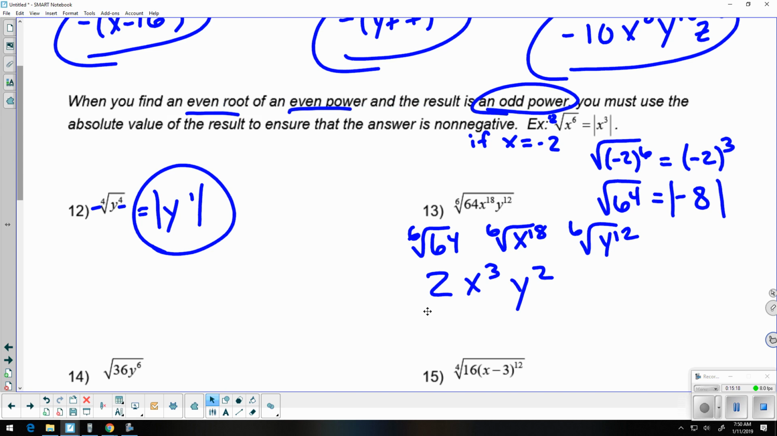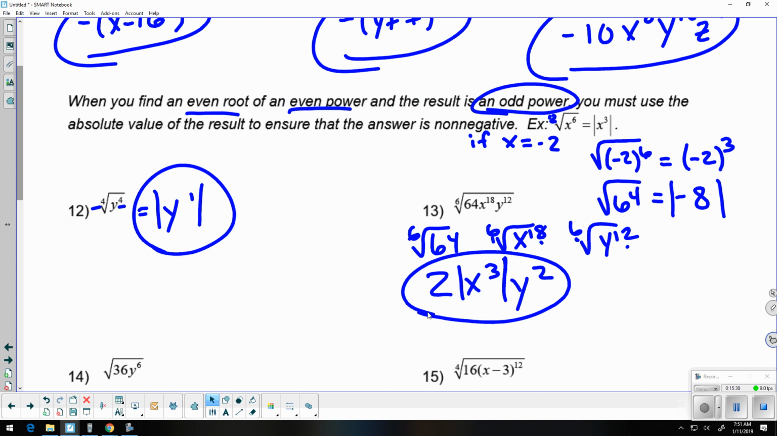Okay, but now double check and see, do I need absolute value around anything? Okay, I had even, that came out odd, so that needs absolute value. But y does not, because even, and it came out to be an even number, y squared. So absolute value only goes around the x cubed. Everything else stays exactly as you see it.